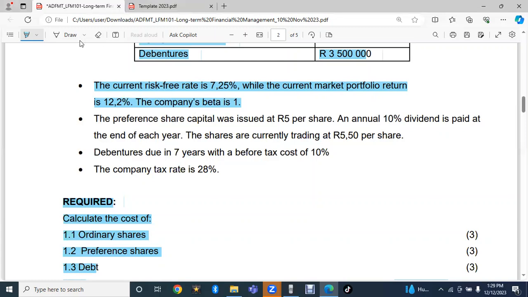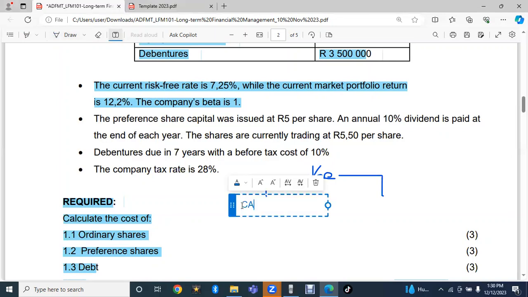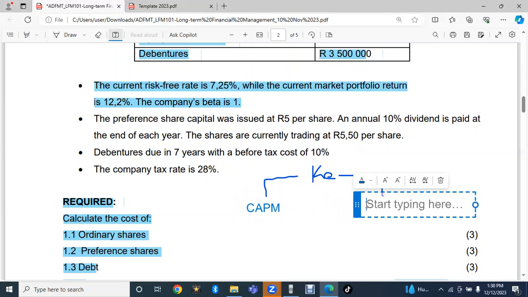Remember, during our live lesson, I told you that there are 2 ways to calculate the cost of equity. This is KE. So cost of equity can be calculated in 2 ways. The first one is CAPM. We can calculate the cost of equity using the capital asset pricing model, and we can calculate the cost of equity using DGM, which is the dividend growth model.